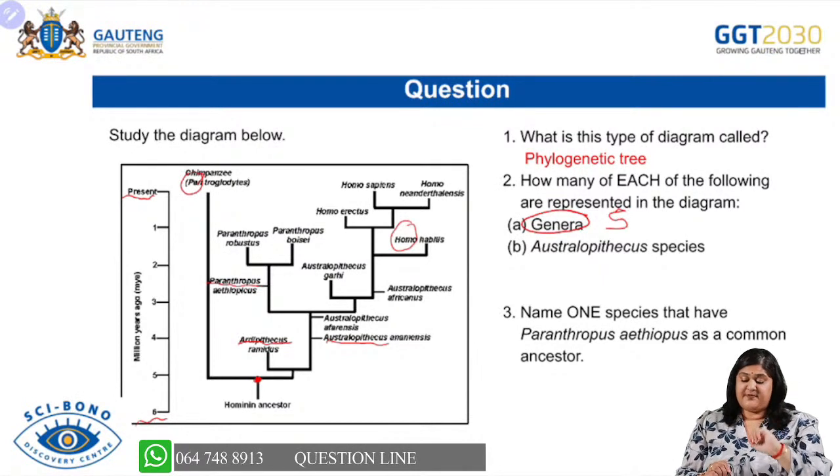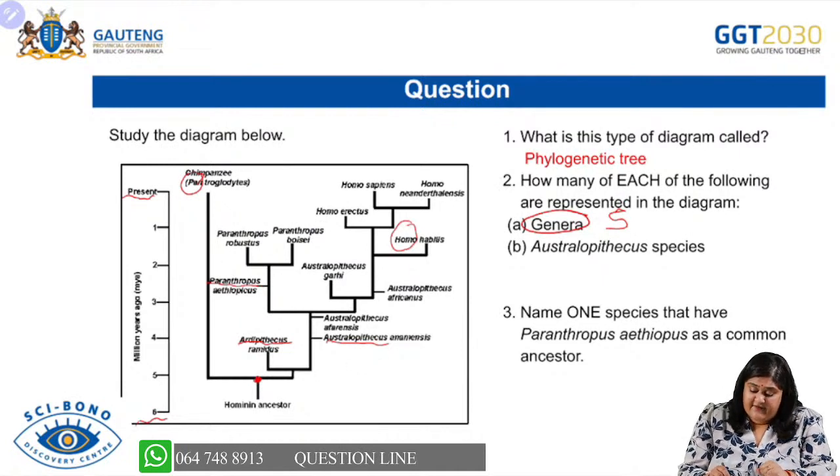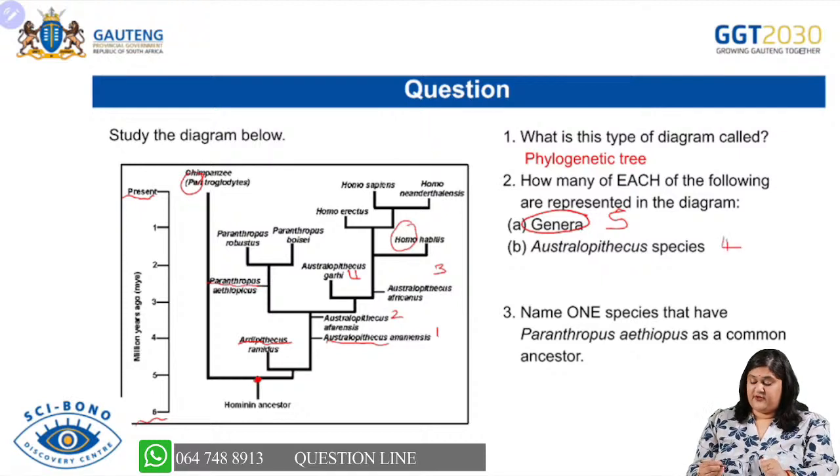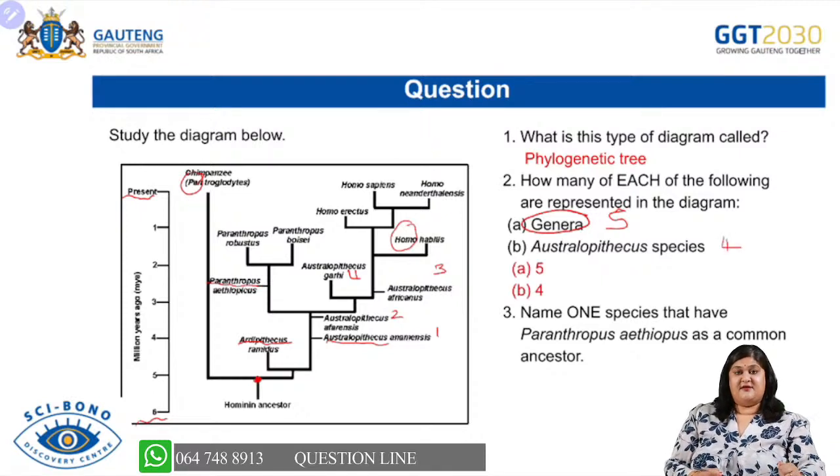How many Australopithecus species are there? Now I count all of them that have the name Australopithecus. So we have 1, 2, 3, and 4. Let's see if we're correct. Yes, we are correct. Okay, so that is how you do it.